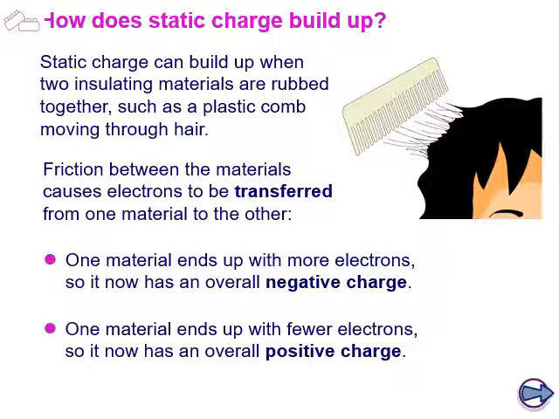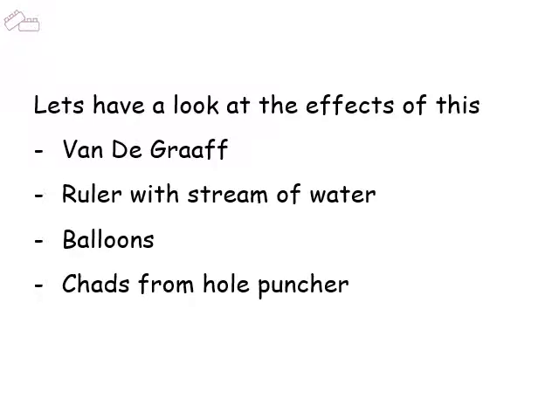I know I sound like a broken record. I will continue to do so because, from marking your assessments, it's quite obvious that some of you weren't quite sure on this, so I just want to make sure that it's hammered home for you. I would say those 2 bullet points are the best 2 to write down. One material ends up with more electrons, so it's now negative. One material ends up with fewer electrons, so it is positive.